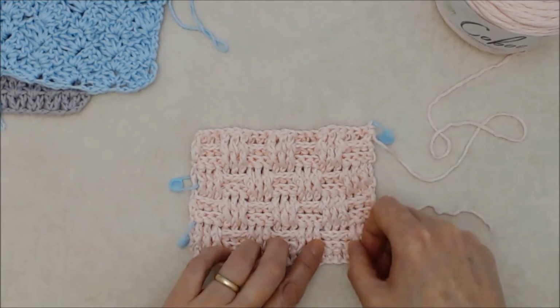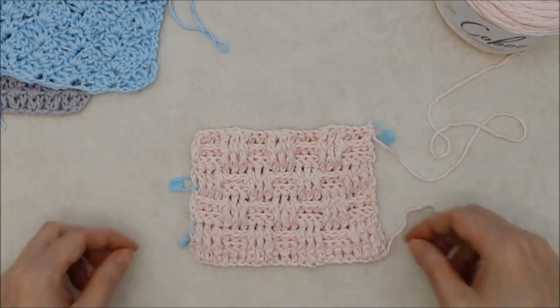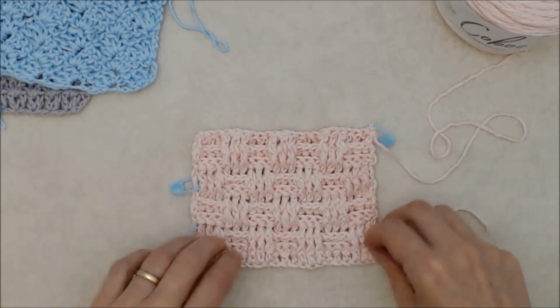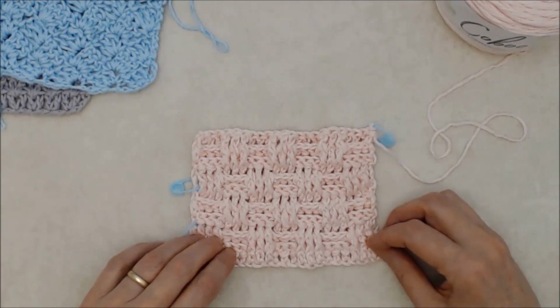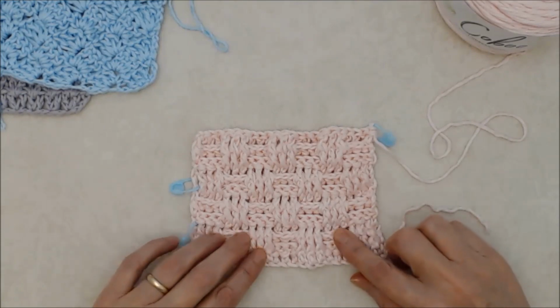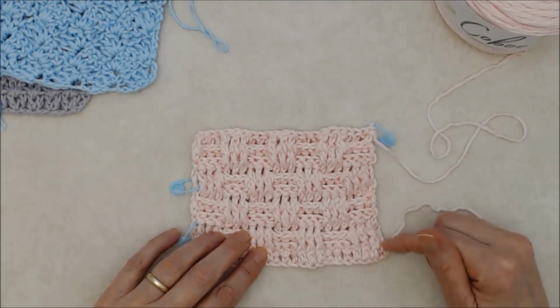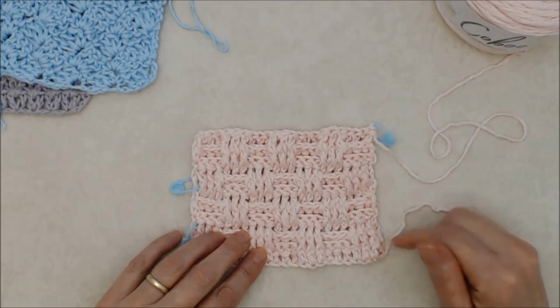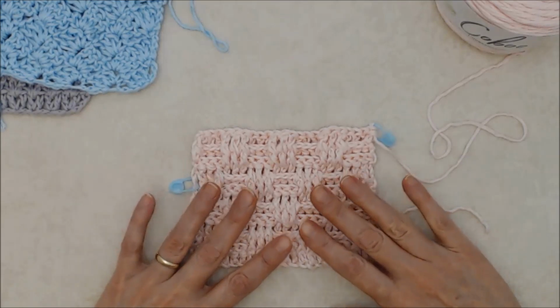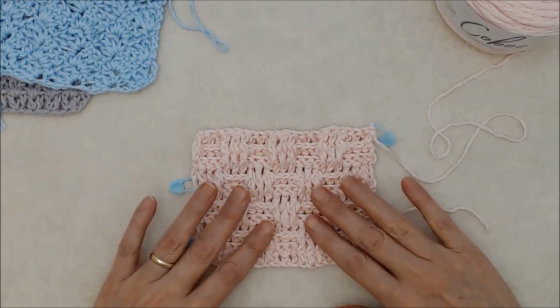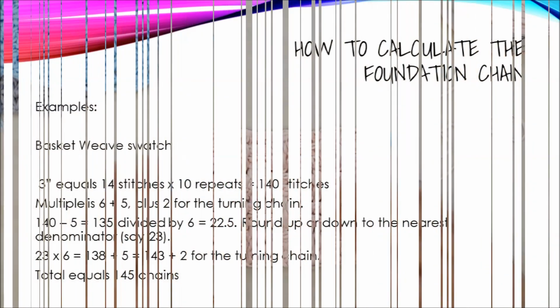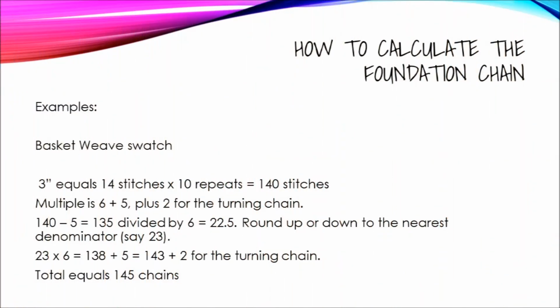Plus your 5, you add that back in for the pattern repeat. So that brings you up to 143, and then you have 2 stitches for the turning chain. So for this one, your foundation chain will be 145 chains. And again, you can pause here and take a look at the written directions, or you can go over to my blog and read it there.